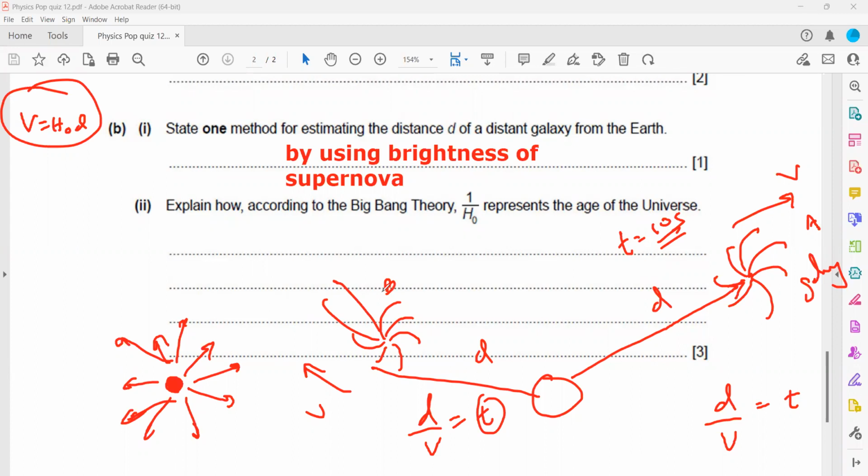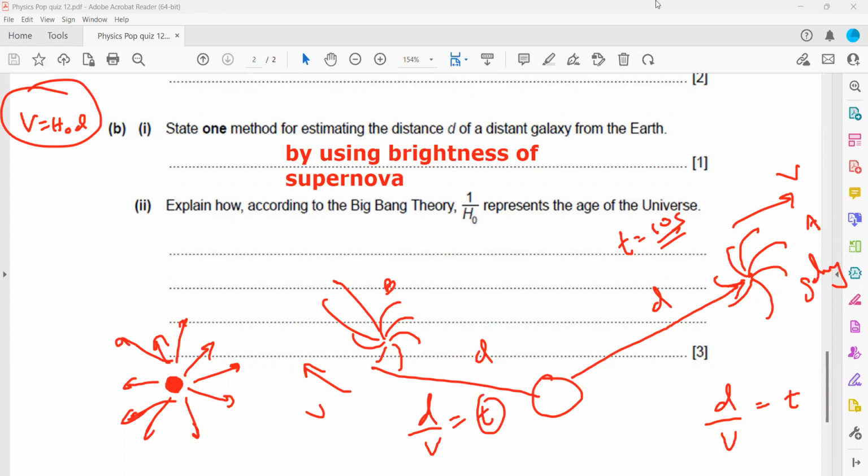Because according to Hubble's law, those distant galaxies, which are far from us, are moving much faster as compared to the galaxies which are closer to us. So the one which is moving faster will cover a greater distance as compared to the one which is closer to us. But when we calculate the time, we get the same time, and that shows the age of the universe.